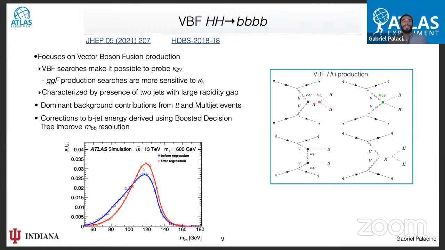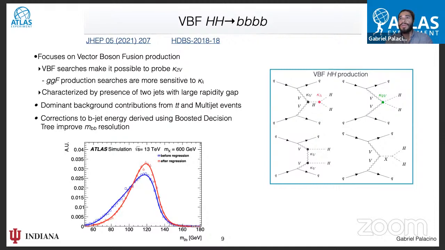Okay, moving on to the next analysis, we have the bbbb di-Higgs 24B. This one focuses only on vector boson fusion production, and this means that it is sensitive to the kappa 2V coupling. Of course, there's also a big component of this vector boson fusion that is controlled by the kappa lambda coupling. But in this case, the ggF analyses are more sensitive. So what is done here is that this analysis focuses mostly on extracting the kappa 2V coupling. As usual, the characteristic of this final state is that you have two jets with a large rapidity gap, and they're used to select the events.